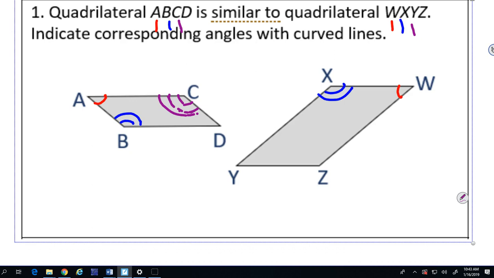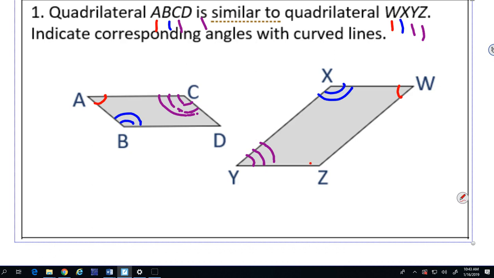So C goes with, there's no way that C goes with Y though. It doesn't. Okay, well according to this it does. Go ahead and just do it. According to what they've given you, it should work. And then Z would go with D. Z would go with D.